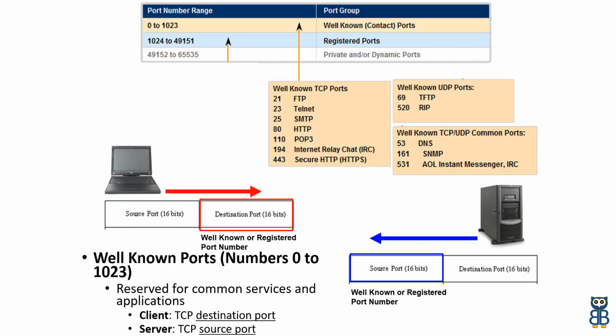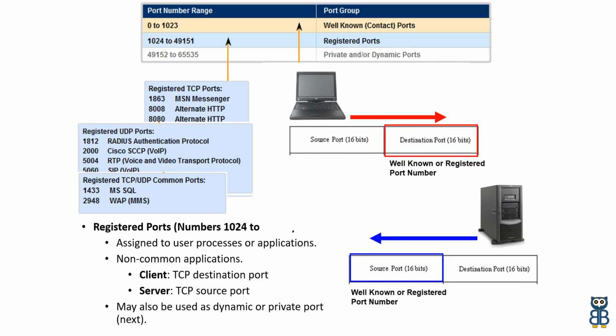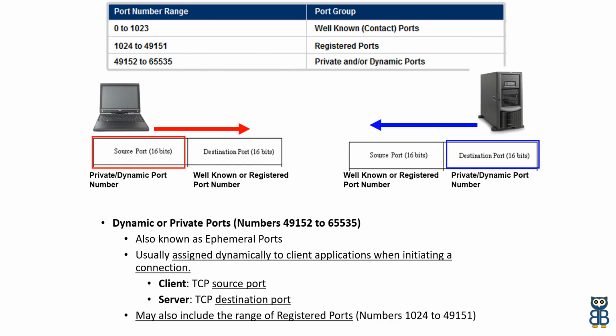The port numbers 0 to 1023 are well-known port numbers. The port numbers 1024 to 49151 are registered port numbers. These ports are basically assigned to user processes or applications. The port numbers 49,152 to 65,535 are private and dynamic port numbers. These ports are also known as ephemeral ports. Usually assigned dynamically to client applications when initiating a connection. It can also include the range of registered ports.